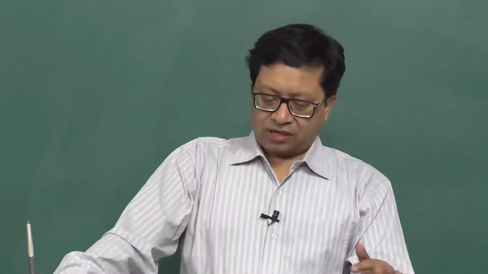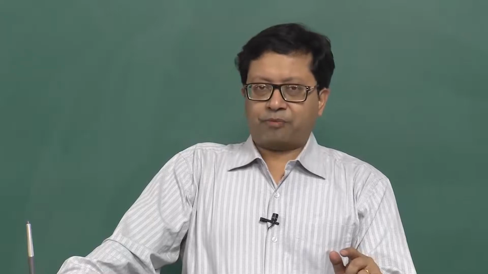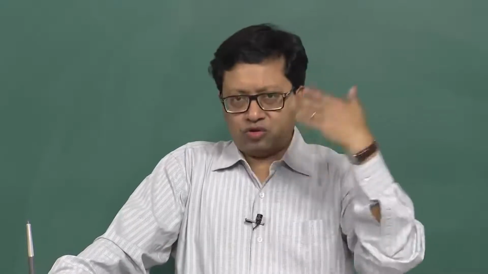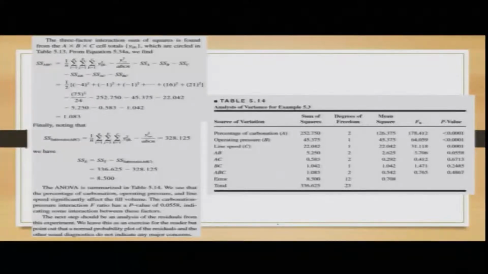Now, as I mentioned, you have SS suffix AB as 5.250, SS suffix AC. I will be only using A, B, C as the factor names rather than going into detail. So, it will be much easier for us to proceed fast, and also you are in tune with the A, B, C which I am using time and again, and SSBC is 1.042. So, now I go to the next stage.